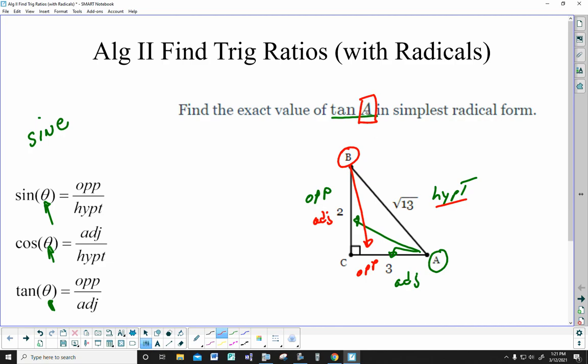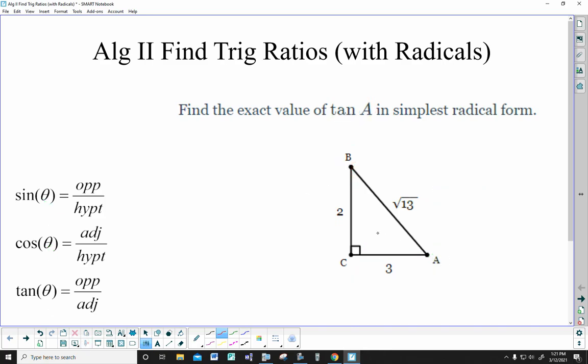Remember, uppercase letters are angles. So, standing on angle A, you want the tangent. Let me erase all this junk. Angle A, this is your opposite, this is your adjacent. Tangent is opposite over adjacent. So, opposites on top, adjacents on the bottom. That's the tangent of A. Done.